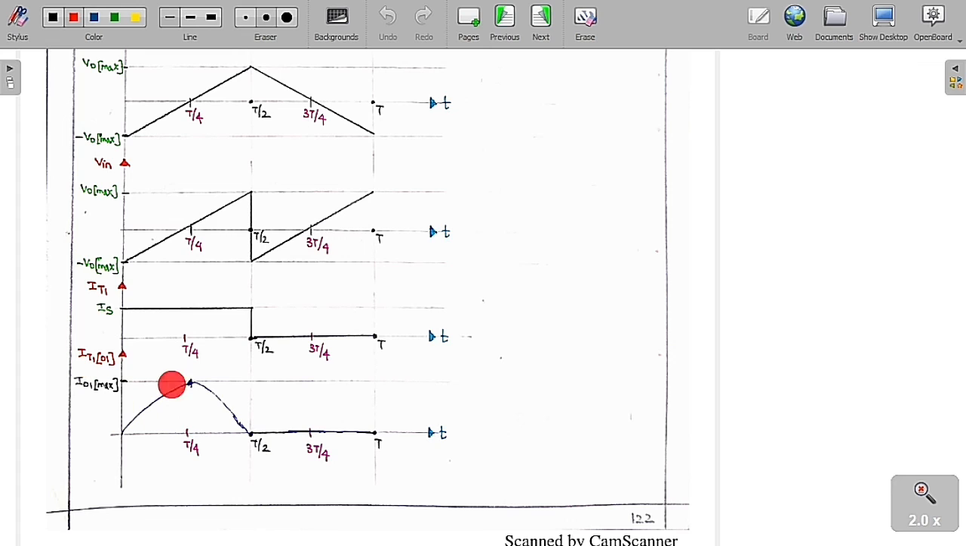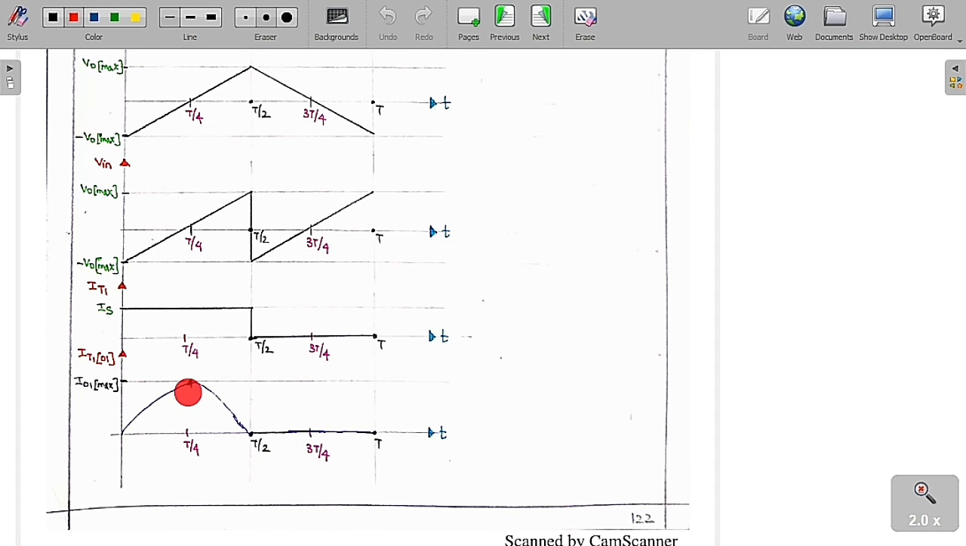Now I want to draw the fundamental component of the thyristor current. The fundamental component of the thyristor current means from 0 to T by 2, T1 and T2 are conducting, therefore IT1 is equal to I0. So the fundamental component of the thyristor current is equal to the fundamental component of the output current in 0 to T by 2. But after T by 2, T1 is off, therefore the current is equal to 0, and its fundamental component is also equal to 0 in this case.